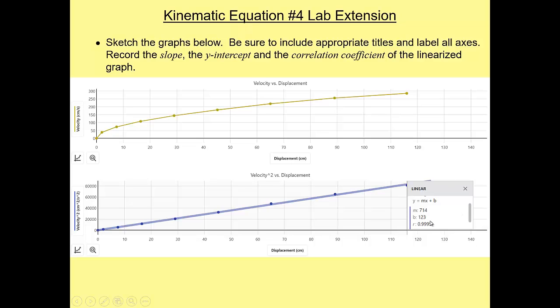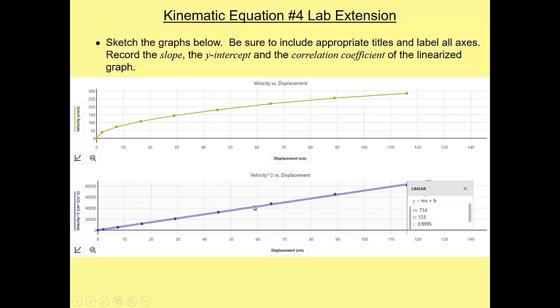So this is a pretty linear graph with a slope of about 714 and a y-intercept of 123, which isn't really significant because look at how huge these numbers are on the vertical axis. So it's way less than 5% of the maximum here. Did you get numbers like these? Did you get a correlation of close to 1, I hope? Did you get a slope of around 700 to 750, somewhere in there? If you did, then everything's working well.